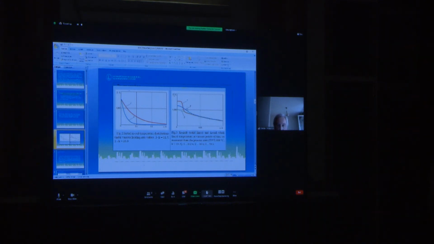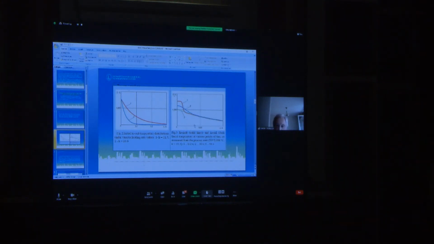In Fig 3 you can see these pictures. The left picture is the initial melt and rail temperature distribution for K equal 11.5 in 35.9.